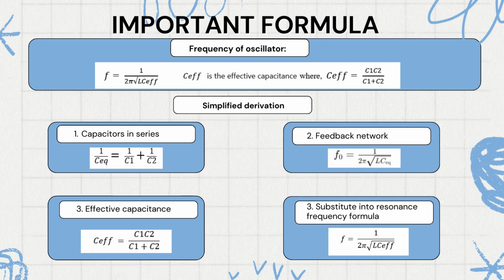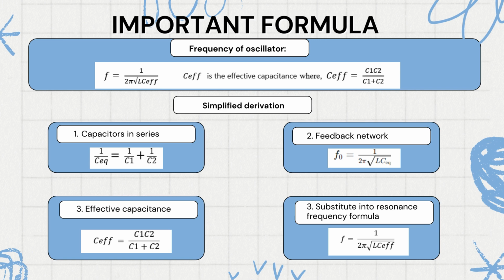Okay, so now I want to talk about the important formula for the Colpitts oscillator. The important formula for the Colpitts oscillator is the frequency of the oscillation. The formula is F equal to 1 per 2 pi square root L CEFF, where L is the inductance of the tank circuit and CEFF is the effective capacitance. The derivation of this formula involves analyzing the feedback network formed by the capacitors and the inductor. So, this is a simplified derivation.